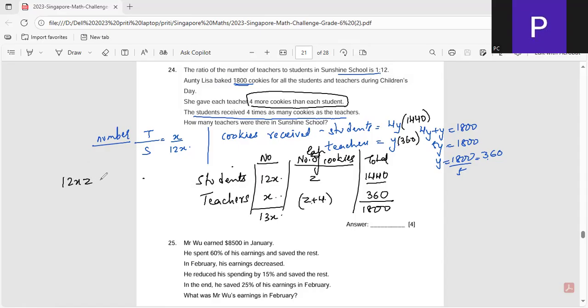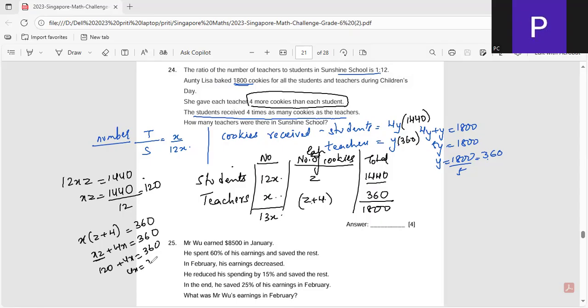So 12xz is equal to 1,440. Therefore, xz is equal to 1,440 divided by 12, so you get 120. So xz is equal to 120. Now we put this in the other equation, x times (z plus 4) is equal to 360. So you have xz plus 4x equals 360. We put the value of xz as 120, so 120 plus 4x equals 360. Therefore, 4x equals 240. Therefore, x equals 60.